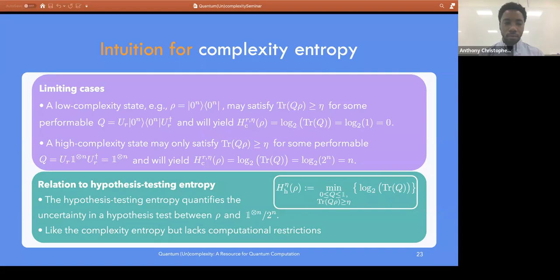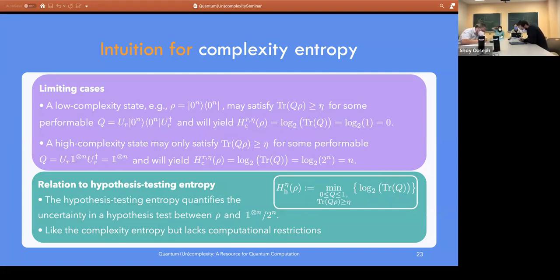Okay, thank you. Can I also ask a question? So again, in this high complexity state, the choice of Q, so a high complexity state I can write as some complex unitary acting on ket zero. Right? So can't I just use the same Q as in the low complexity state, but instead of UR, I will use the unitary that was used to generate rho.